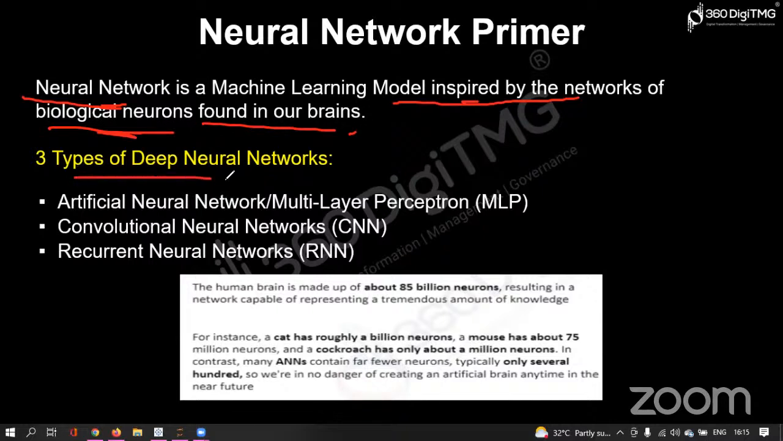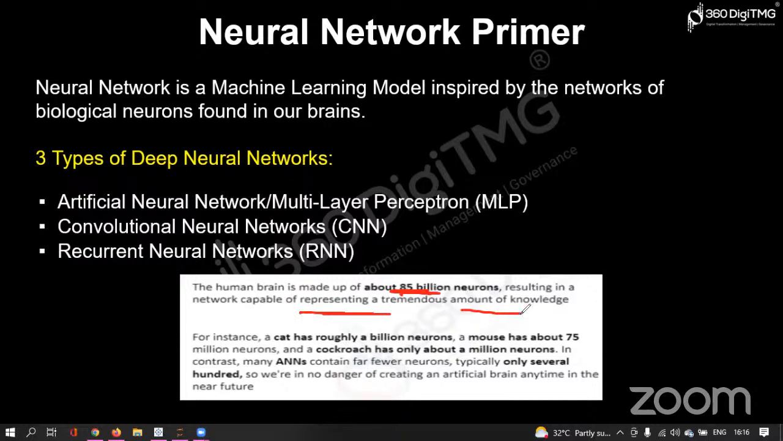When it comes to types of deep neural networks, we have ANN, also called a multi-layer perceptron, then convolutional neural networks, and then recurrent neural networks. One fun fact: a human brain is made up of 85 billion neurons. It's humongous, resulting in a network capable of representing a tremendous amount of knowledge. Whatever knowledge we use comes from the process of these 85 billion neurons.